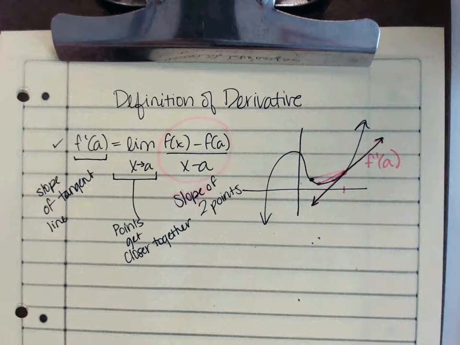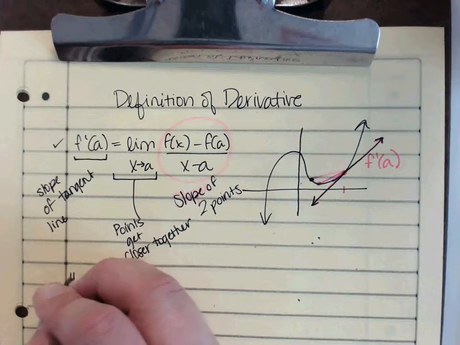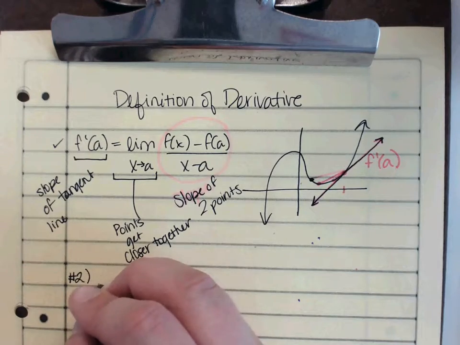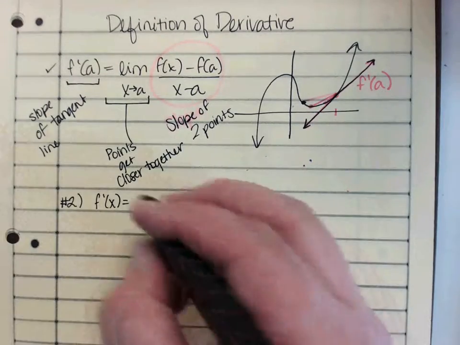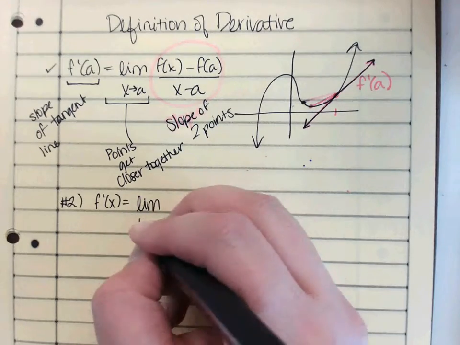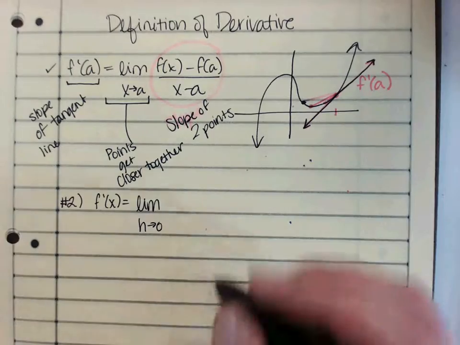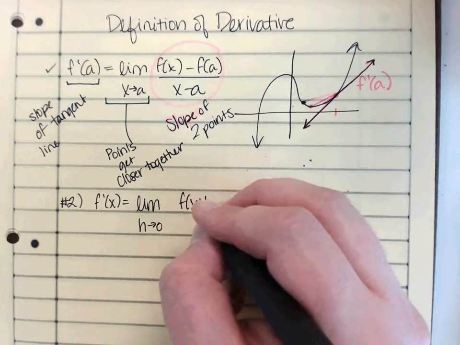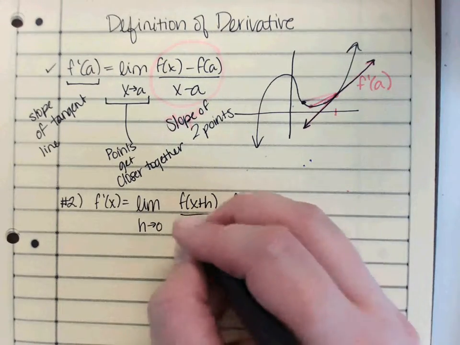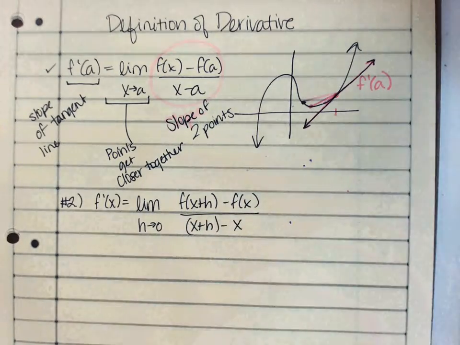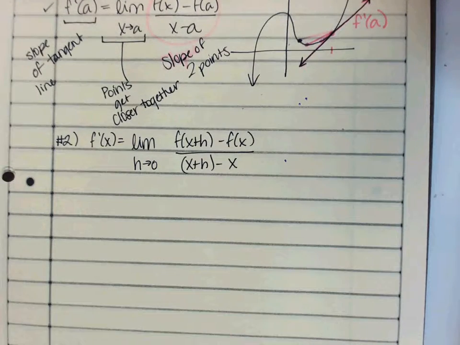Okay? So the other definition is written a little bit differently, but it's kind of basically the same thing. So here's the other definition. This is number 2. F prime of x equals the limit as h approaches 0 of f of x plus h minus f of x over x plus h minus x. Okay, so write it down first.